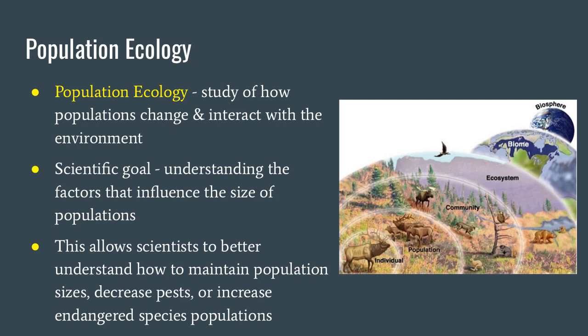The scientific goal of that is understanding the factors that influence the size of these populations. So why are some populations really large while other populations seem to be getting smaller? This allows scientists to better understand how to maintain population sizes, decrease pests, or increase endangered species populations. So are there specific areas where resources are available to certain organisms that they survive better, and can we make that happen in other areas?